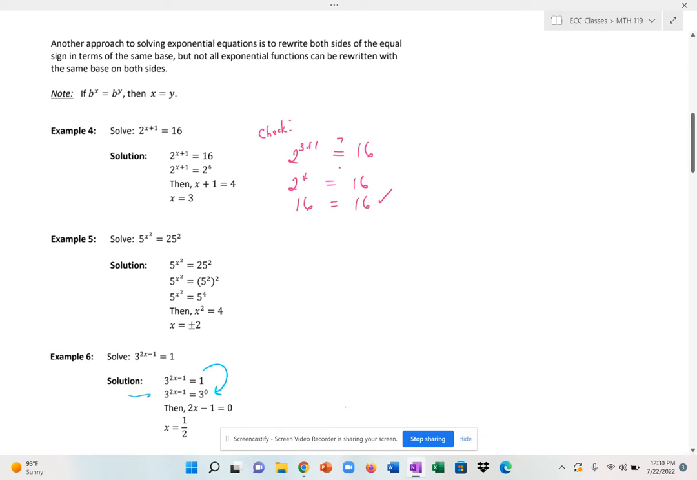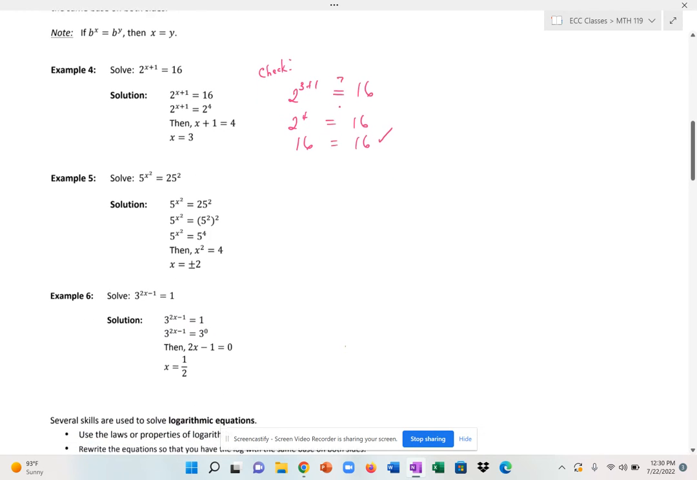And now I have the same scenario. Same base on both sides. I can ignore the bases and just solve 2x equal to 0. So in order to solve 2x equal to 0, you just add 1 and divide by 2. In this case, you get that my solution is x equal to 1/2.